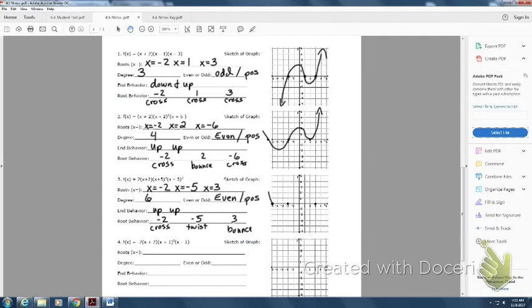It's going to cross at 5. At -2, it's going to do that twist. So it kind of looks like that, but it still goes through it. And then at 3, it will bounce. Yeah, I thought it twisted at 5. It did twist at 5, so let's do that again. It's going to twist at -5, cross at 2, and then bounce at 3. Thank you, Eden.